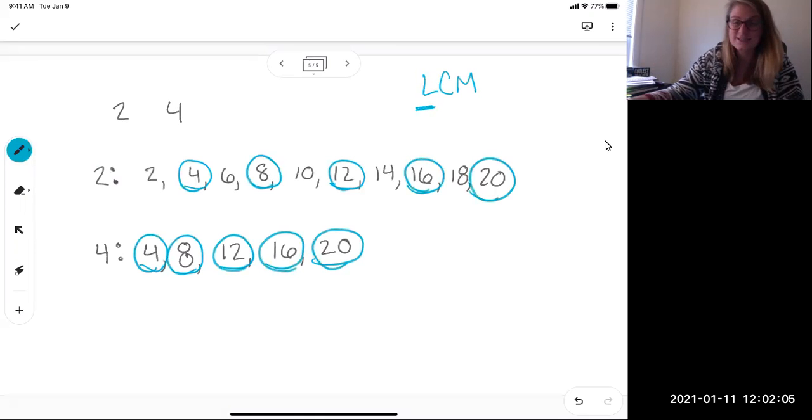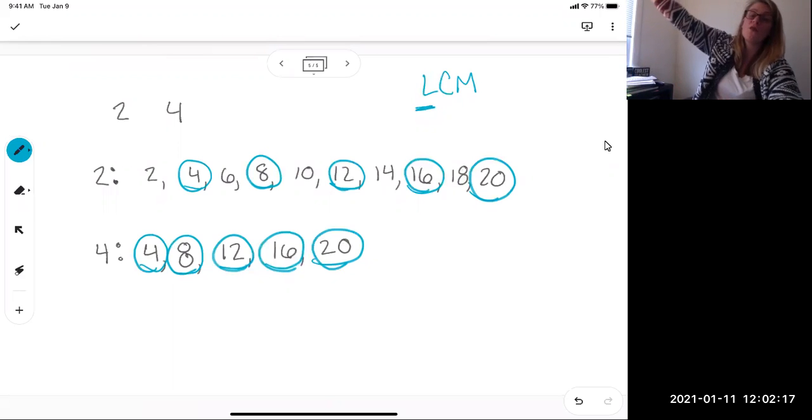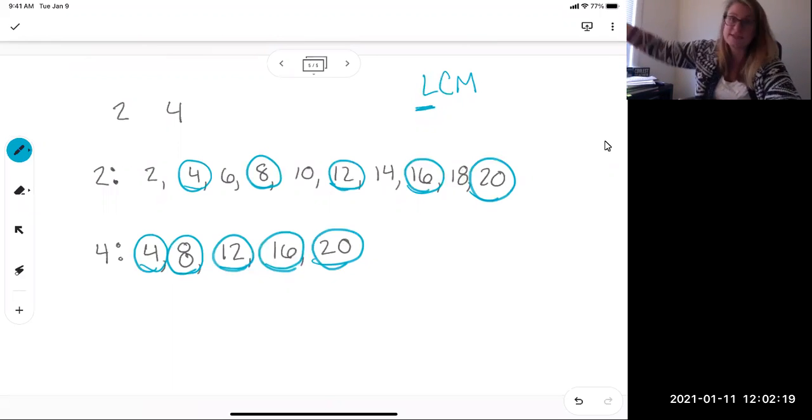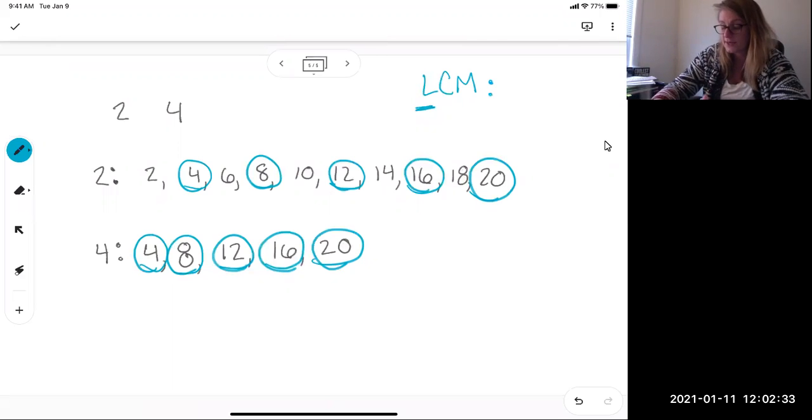We can't find the greatest common multiple because our multiples are going to list on forever and ever. We can find multiples of 2 all the way up past like 1,000, and we don't want to have to list out all of those multiples. So we're going to work on finding just the smallest multiple, so the least common multiple. So here, the smallest multiple that these two numbers have in common is 4.